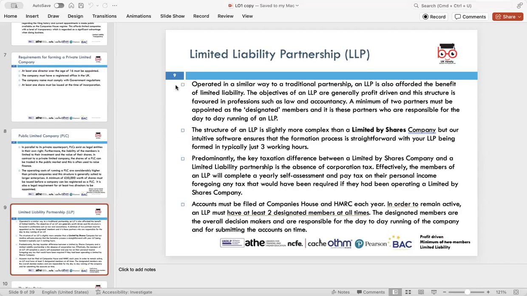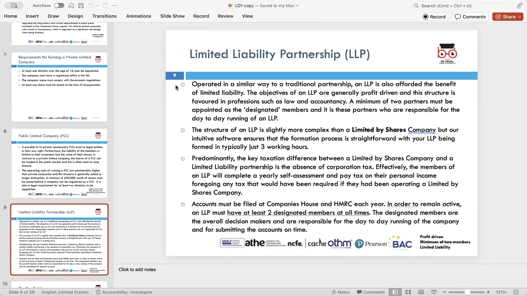Okay, limited liability partnership. The next one is the limited liability partnership. In addition to being run in a manner analogous to that of a conventional partnership, a limited liability partnership also offers the advantage of limited liability. A limited liability partnership is a business structure that is valued in professions such as law and accounting, since its goals are typically driven by the pursuit of profit. As designated members of a limited liability partnership, a minimum of two partners are required to be appointed, and it is these partners that are accountable for the day-to-day operations of the corporation.